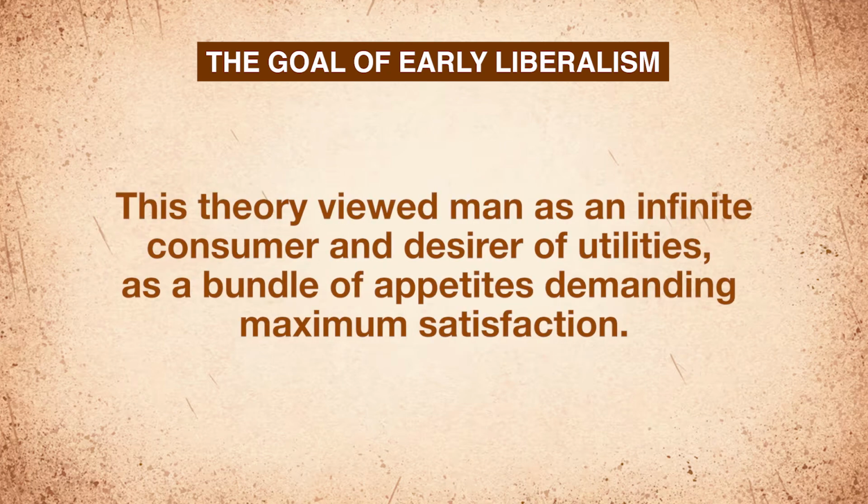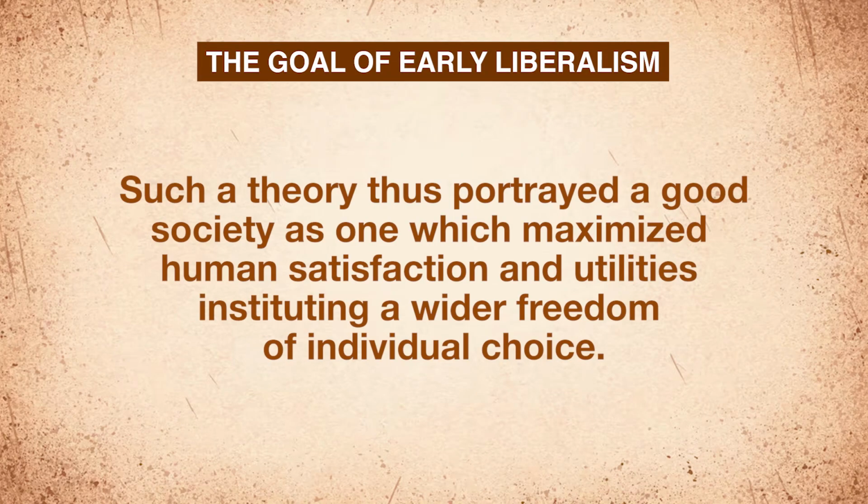The theory viewed man as an infinite consumer and desirer of utilities. So obviously you can understand that society was held to be the best if you could offer the individual the widest possible freedom of choice. Such a theory portrayed a good society as one which maximized human satisfaction, and the liberal society facilitated the maximization of the aggregate satisfaction because it instituted the widest possible choice, and it was claimed that this maximization was achieved in an equitable manner. So what kind of a state did the early liberals desire?